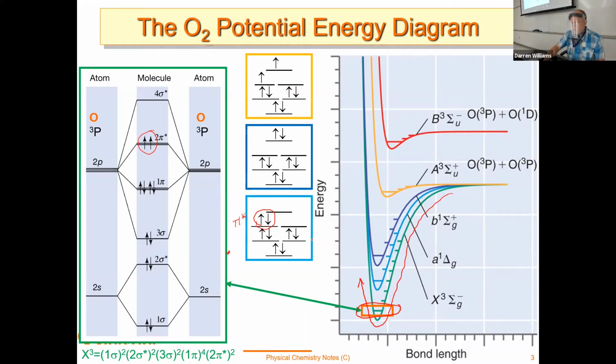And so this light blue one corresponds to this energy here. I could put both of those electrons up here in a sigma star orbital. So it would be a singlet. And so that's going to be this energy right here. I could split them apart. I could have one in the pi star, one in the sigma star, and that would be this yellow one down here.